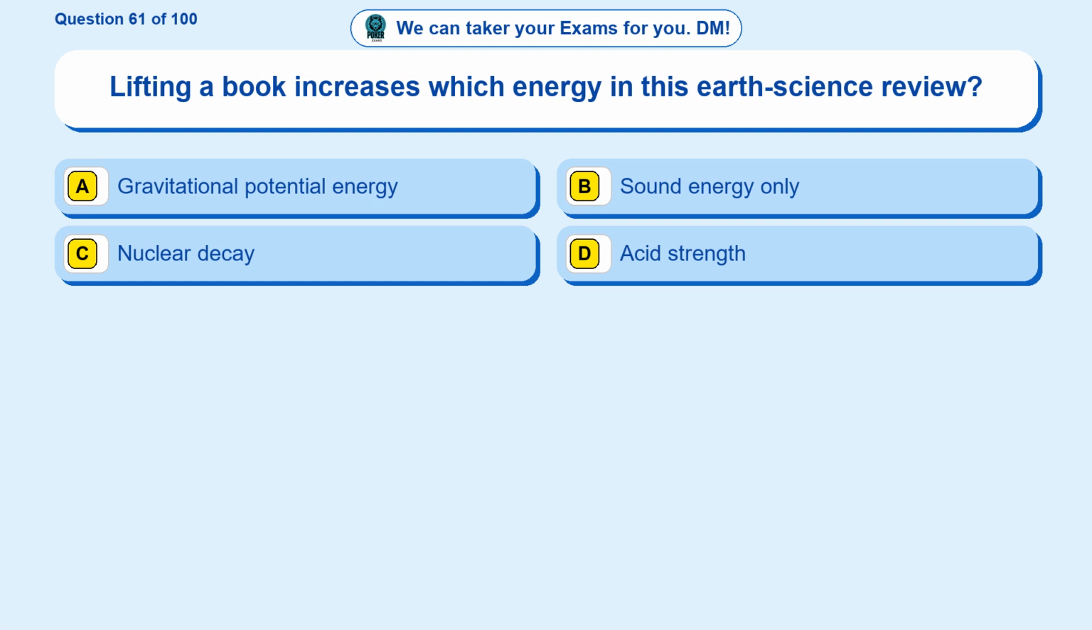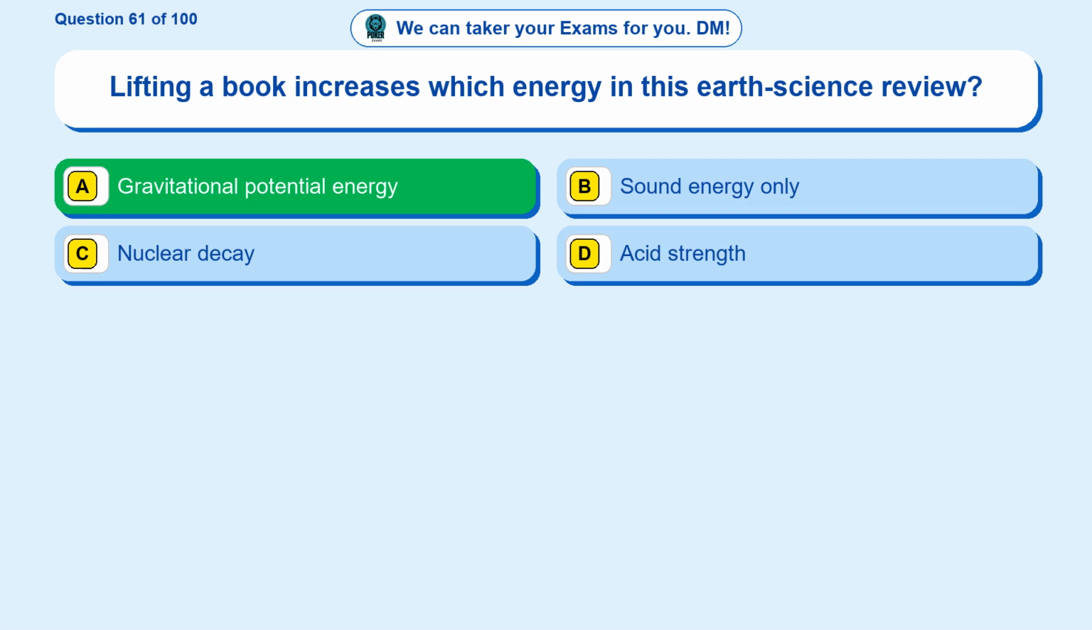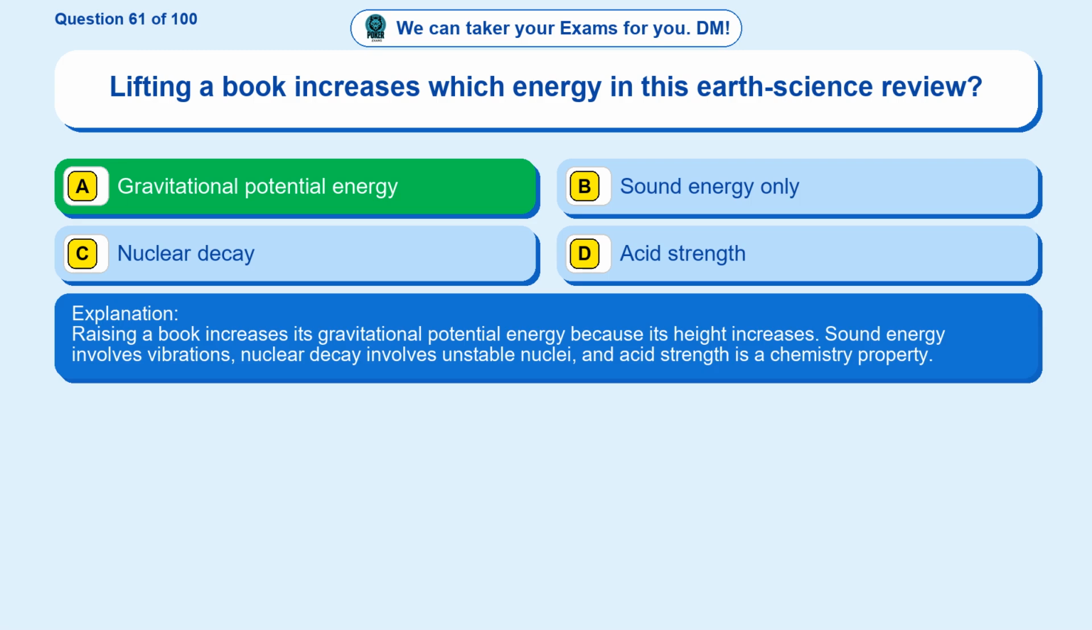Question 61. Lifting a book increases which energy in this earth science review? Option A, gravitational potential energy. Option B, sound energy only. Option C, nuclear decay. Option D, acid strength. The correct answer is option A, gravitational potential energy. Raising a book increases its gravitational potential energy because its height increases.